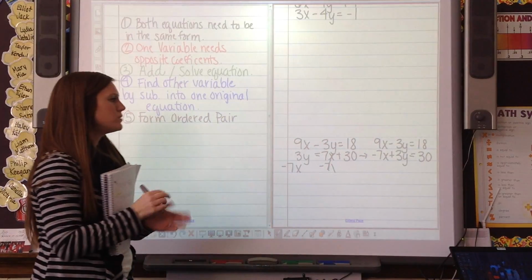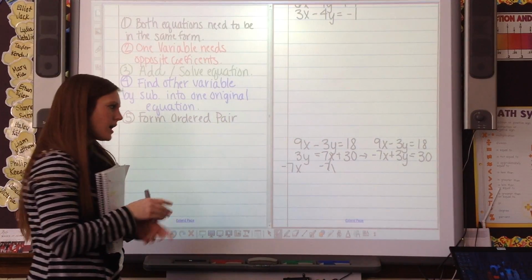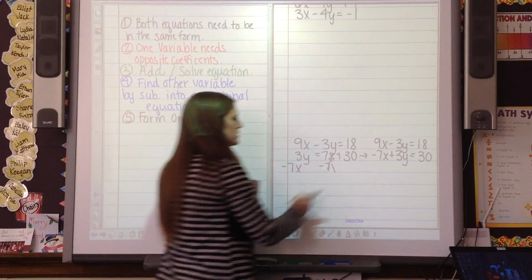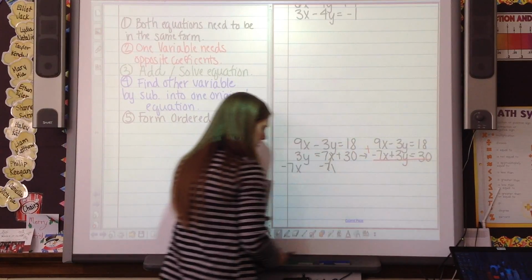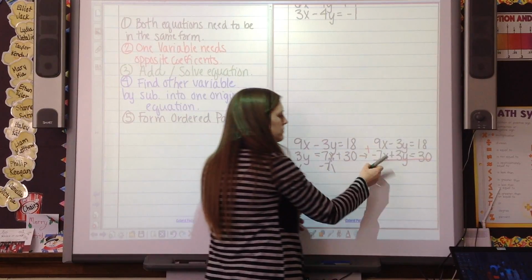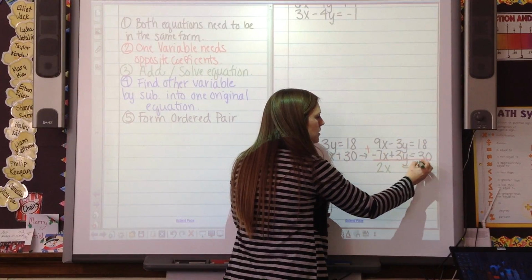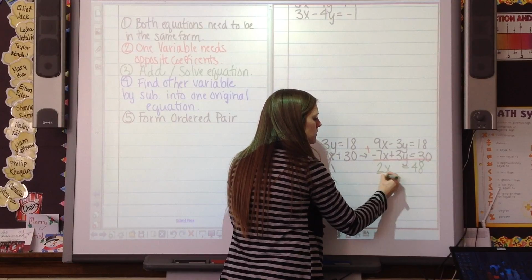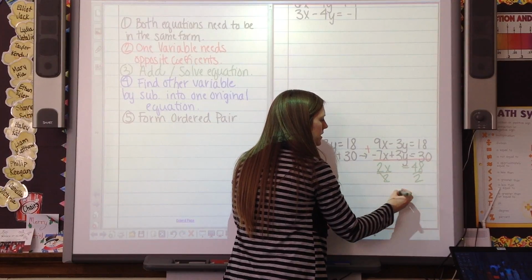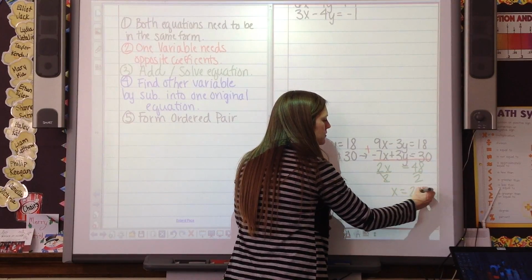Look for step 2. Do we have opposite coefficients? Yes, the y's are opposite coefficients. So I can go ahead and add. 9 plus a negative 7 is 2. These cancel out. So I get x to be 24.